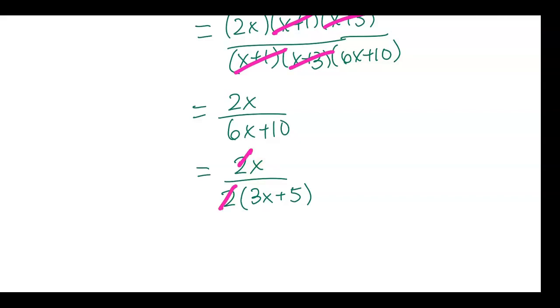When students try to cancel here and they say, oh, well, I'm just going to cancel this and this, they forget about the 10, and that's how they end up with the wrong answer. I saw way too many earlier of x over 3x plus 10. That's not the right answer, guys. So my final answer is what I wrote up at the top in pink, x over 3x plus 5. That should be your solution.